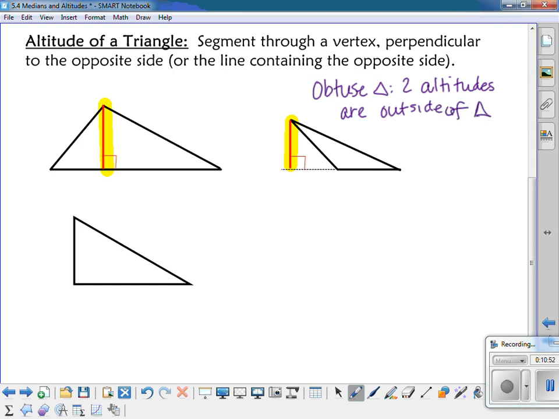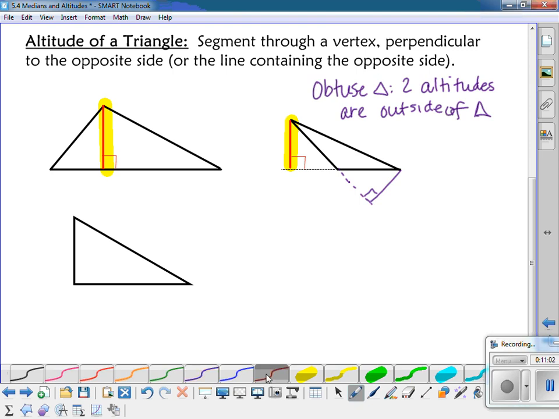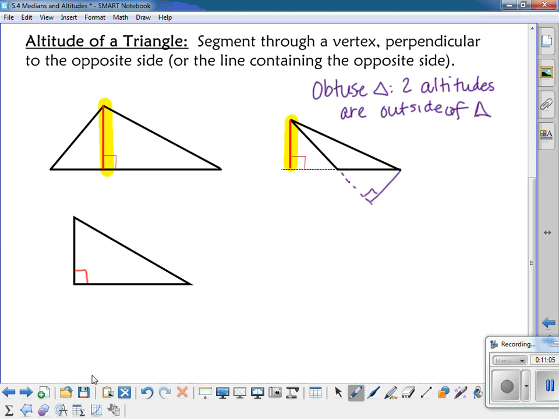Because if I continue this side out here, my other altitude would be out here. So we end up with two altitudes that are outside. And when we have a right triangle, so this is my right triangle here, I can draw an altitude this direction. That's one of my altitudes. But it turns out this is an altitude here, and this is an altitude here. So when we have a right triangle, the two legs are two of the altitudes.